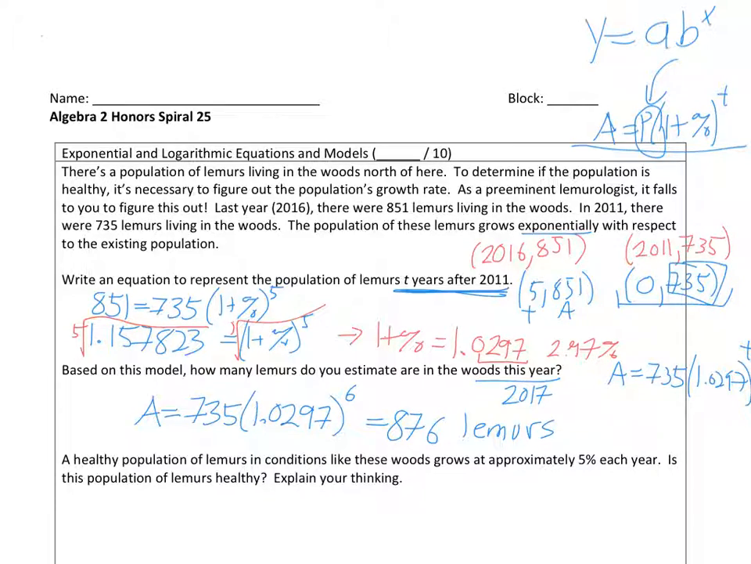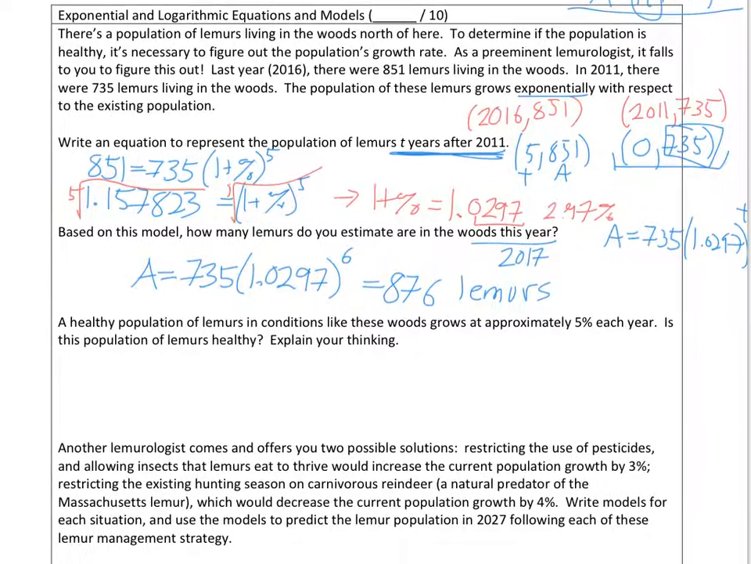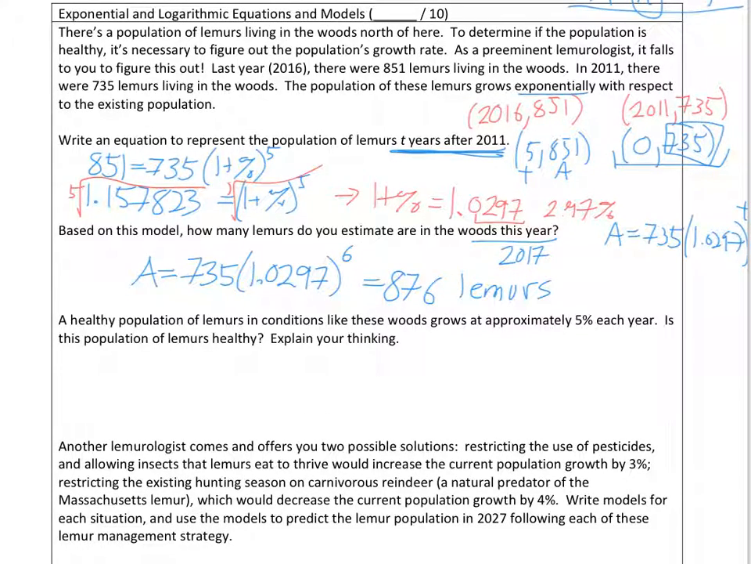Next part of the question says that a healthy population of lemurs in woods like these grows approximately 5% each year. This population had a growth rate, and we figured that up here, of 2.97%. 2.97% is less than 5%. So to me, they are not healthy.